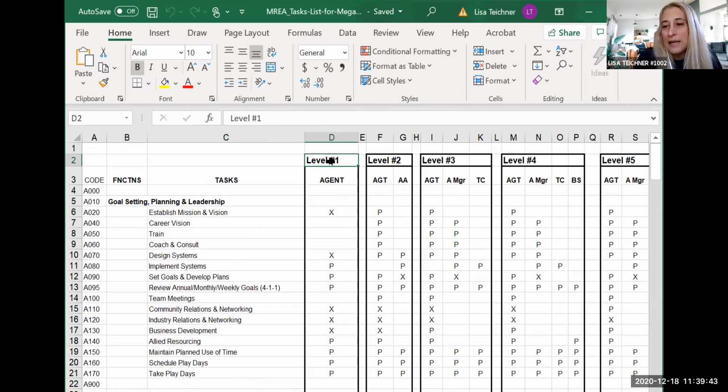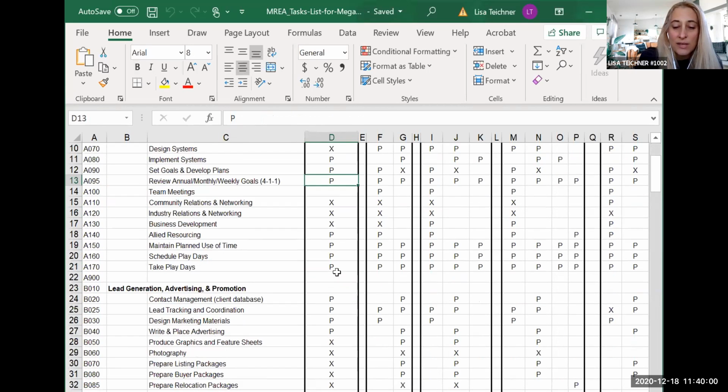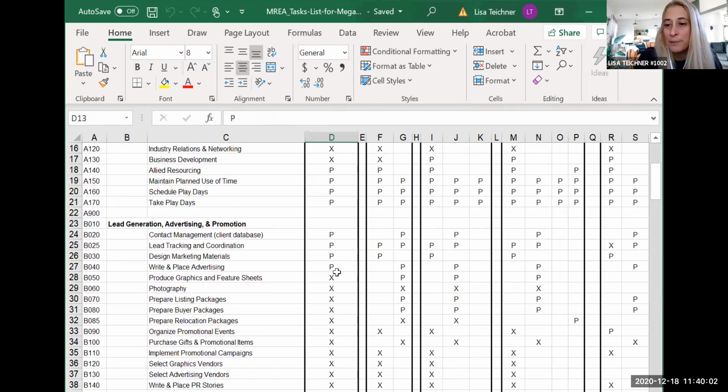Level 1 is meaning you, the agent, are doing everything. You don't have a team, you don't have any admin support, you don't have anybody working for you. So it's your job to do all of these things. P means it's a priority. So those are the ones you would start with. Okay, if it's a P, it's a priority. These are things you basically need to have a foundational business.